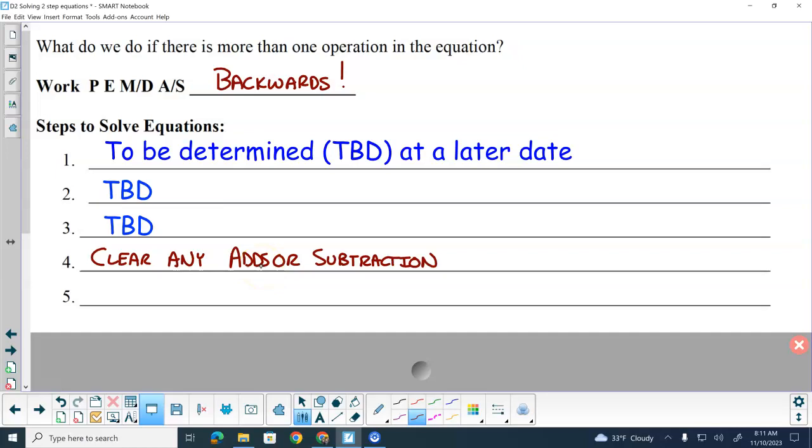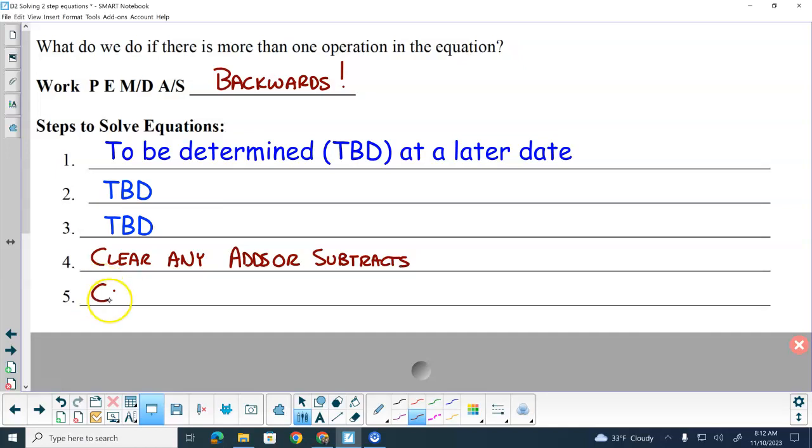Actually, we'll say any adds or subtracts. We're going to clear those out. Okay? How do we clear those out? We're going to clear those out by doing the opposite. So if we're adding 5, we're going to subtract 5 from both sides. If the problem says -7, we're going to add 7 to both sides. We're going to clear any adds or subtracts first. Okay?